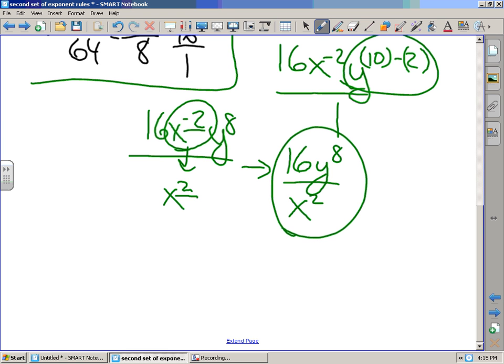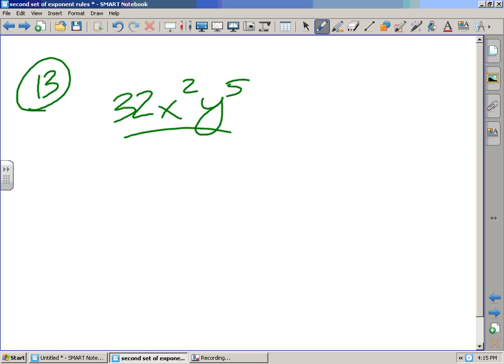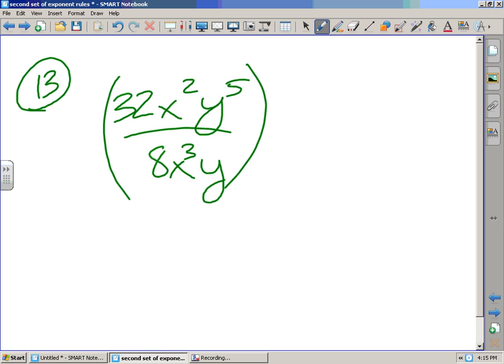Now I'm going to complete this problem one more time, but I'm going to do it in a different order. It doesn't matter what order you do it in as long as you follow your exponent rules. So let me copy down 13b once more. So it was 32x to the second, y to the fifth, over 8x to the third, y, and then that whole quantity to the second power.